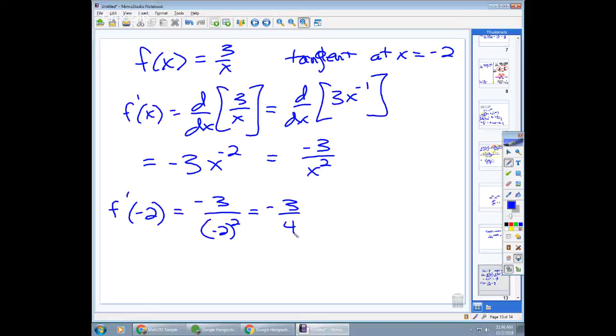So this was part A. This was part B. Part C was to actually give me the tangent line. So that means I need to know the y value. How do I find the y value? Well, I just plug in whatever x value I was given. So if x is -2, y is going to be -3/2. And you could do it in decimals if you wish. I'm going to stick with fractions.